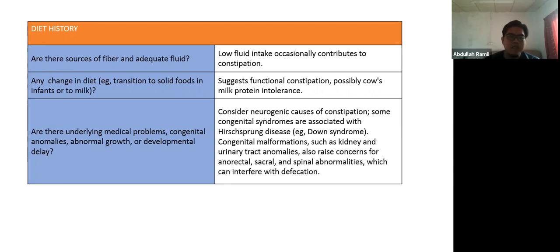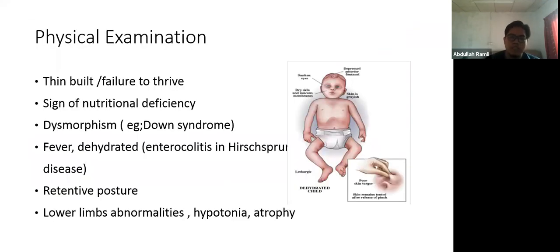Okay, next part, I will be talking about the physical examination. So once we identify the necessary history, then we ought to do physical examination. For the first part, we need to do the general examination. So the child can be thin build, has failure to thrive features, any sign of nutritional deficiencies, dysmorphism, and then fever, dehydration, retentive posture, and then lower limb abnormalities, hypertonia or atrophy, which can suggest neurologic problem.